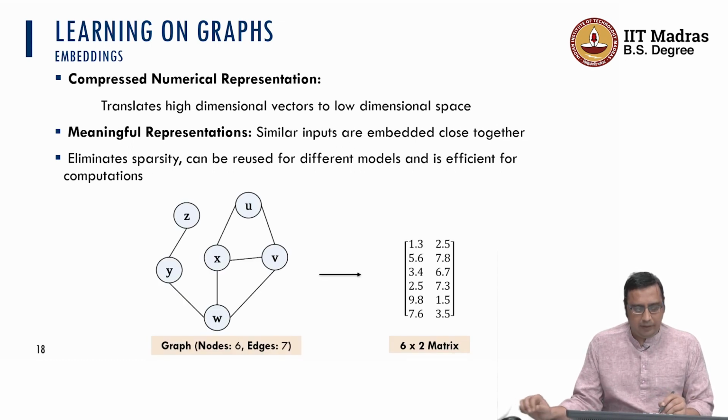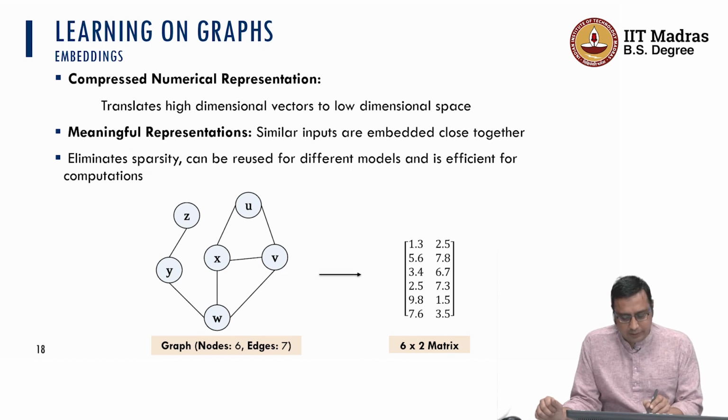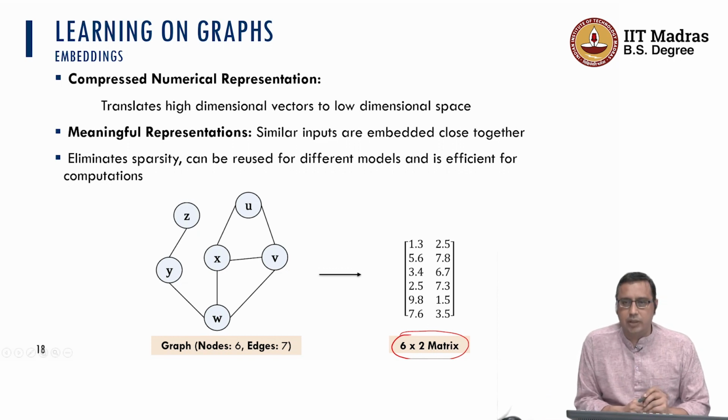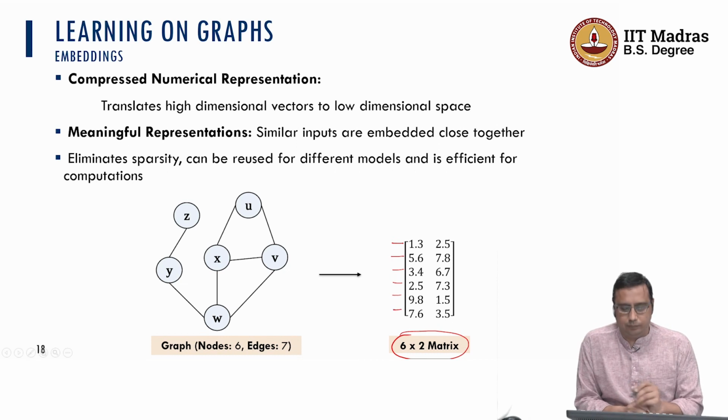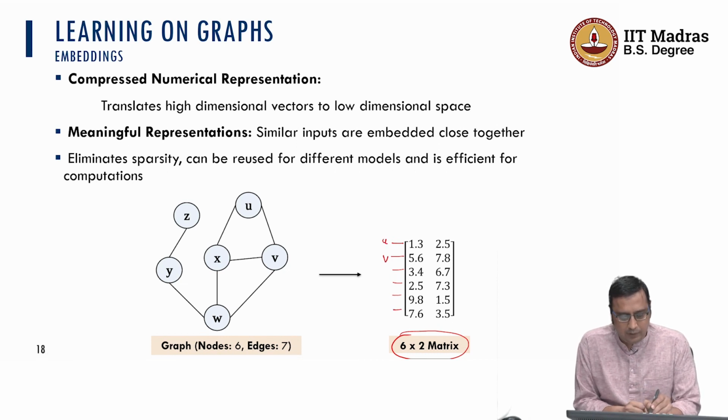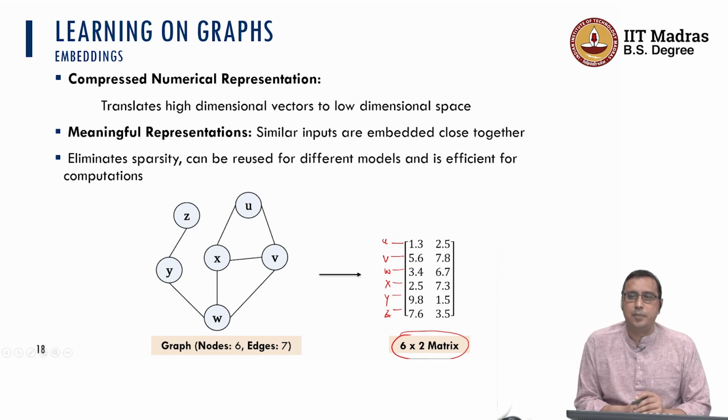Take a simple embedding here. I have done an embedding here, which is using some algorithm which leads to a 6x2 matrix. The dimensional array is reduced. Here each row represents a particular node, so it is U, V, W, X, Y, Z. And each column represents some lower dimensional space in which this embedding has taken place.